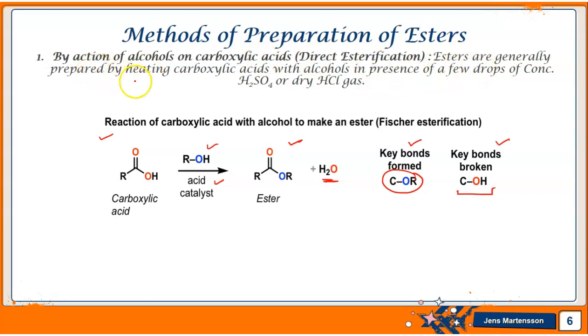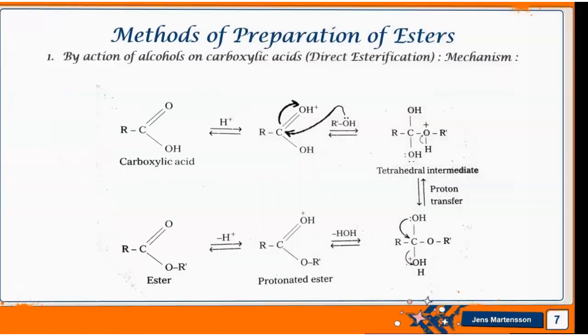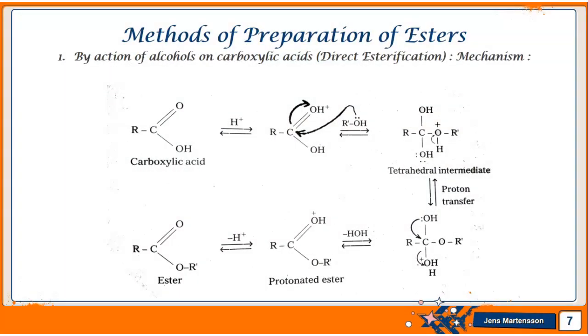Your esters are generally prepared by heating this carboxylic acid with alcohol in the presence of a few drops of concentrated H2SO4 or dry HCl gas, and this process is your direct esterification. So this is going to be the mechanism of esterification, where you can see your carboxylic acid is first getting protonated, and after getting protonated, this protonated carboxylic acid, what will happen?